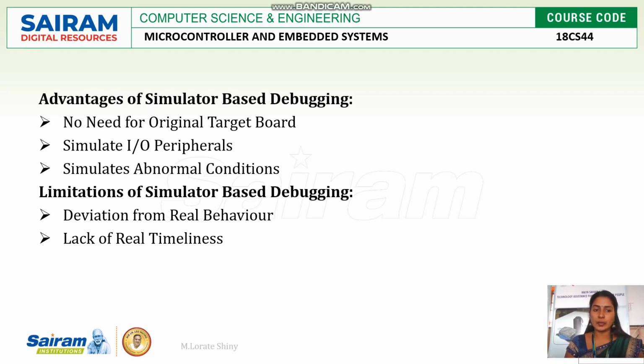Next, simulate IO peripherals. So we have options to simulate IO peripherals. With this we can simulate the IO peripherals, and if we want to change any register values we can change it. Then simulate abnormal conditions. We can give any set of input parameters to check the firmware working, and with this we can check the control flow of the firmware.